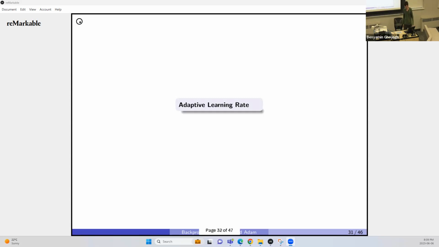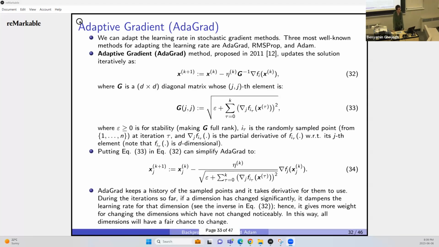Now, let's talk about adaptive learning rate. From now on, I'm going to derive and talk about ADAM. There are two famous optimizers in neural networks: SGD, which we talked about, meaning mini batch SGD, and ADAM. So now let's talk about ADAM, starting from this slide. We can adapt the learning rate in stochastic gradient methods. There are three most well-known methods for adapting the learning rate. What was the learning rate? The eta. Do you remember? Eta was the learning rate. There are at least three methods: AdaGrad, RMSProp, and ADAM.